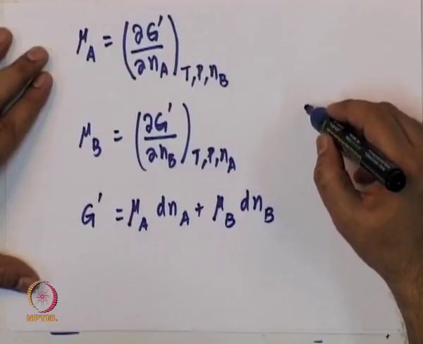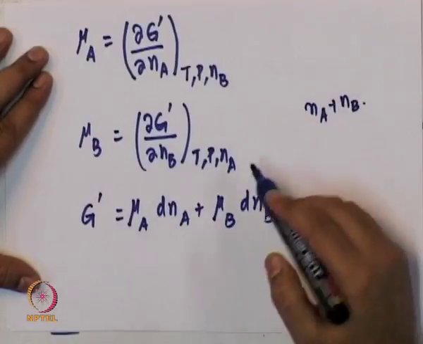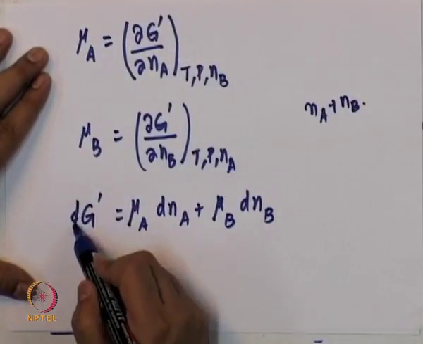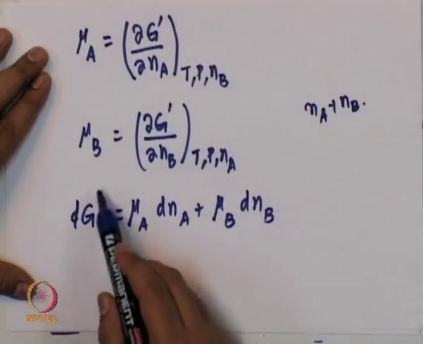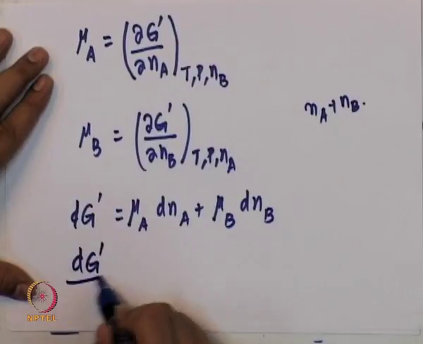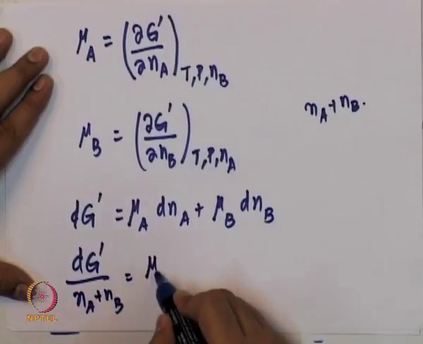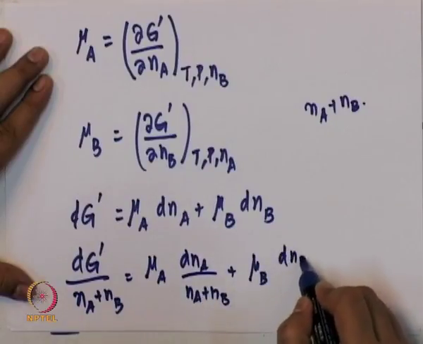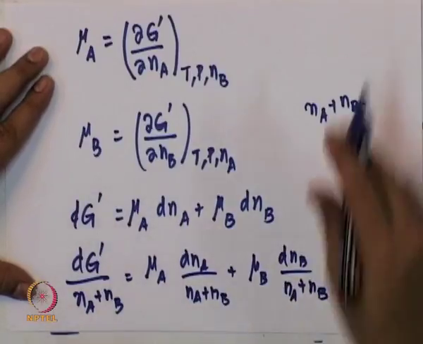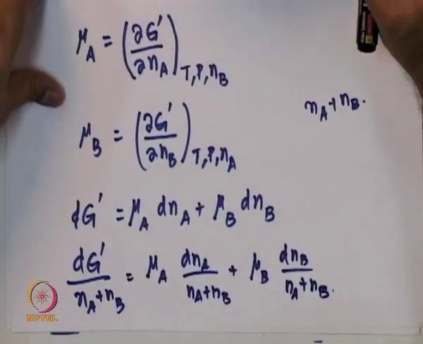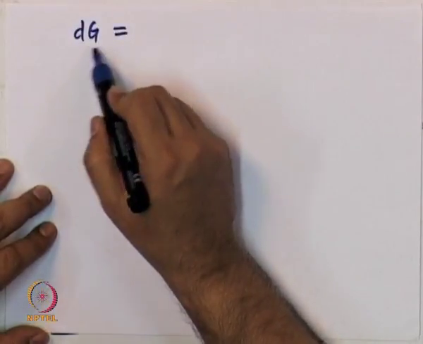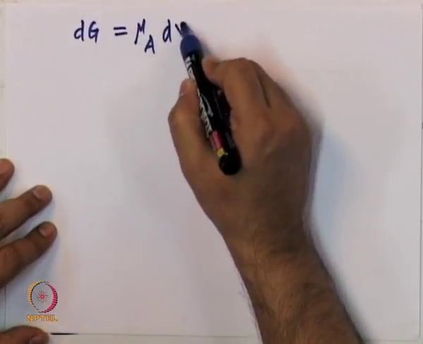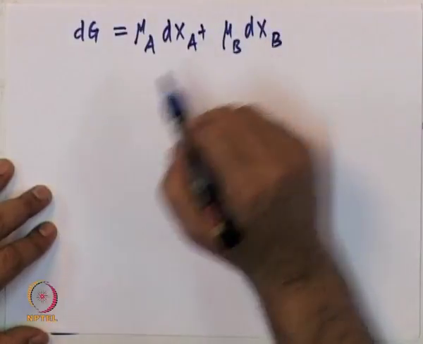Now, let us take this quantity and divide it by Na plus Nb. So, dG prime is the change in the total free energy. If I divide this by Na plus Nb, it is mu A dNA by Na plus Nb plus mu B dNb by Na plus Nb. Why are we doing this? Because then you can define dNA by Na plus Nb as dxa. So, from this expression we have dG, which is free energy per mole because Na plus Nb is what I have divided by, equal to mu A dxa plus mu B dxb.